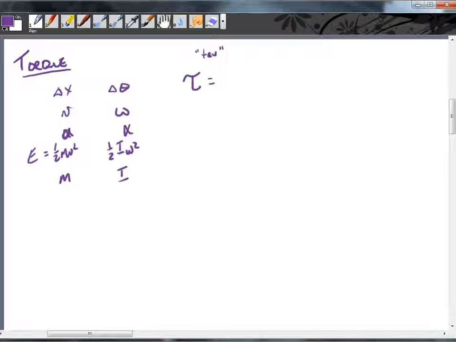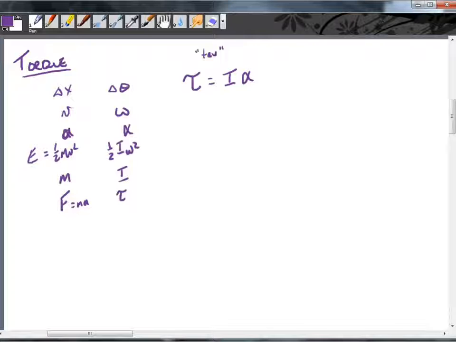Just as we have force, we now have one for rotation. It is called torque, and just as force equals mass times acceleration, our tau is going to equal our rotational mass, which is our I, our moment of inertia, times our rotational acceleration, which is alpha. This is our equivalent of F equals ma for rotational motion. And Newton's laws still apply.